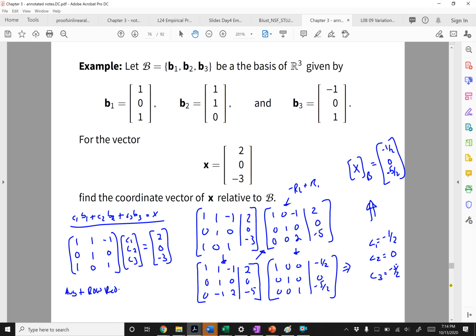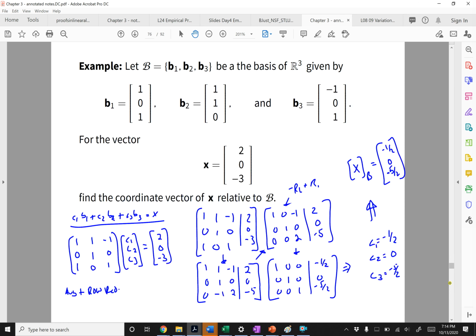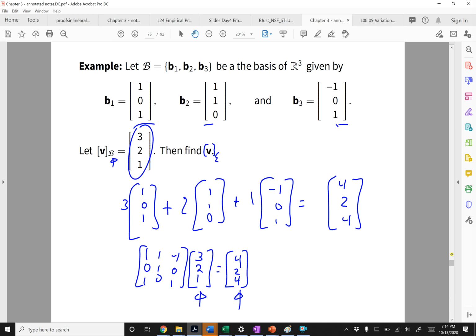So, okay, here's going the other way around. Here they gave us 3, 2, 1. They gave us this one. We just had to find out what the other one was. Well, now it's the other way around. They're going to give us x, and we have to find out what the coordinates are with respect to b. So they're giving us this one, but we have to find that.